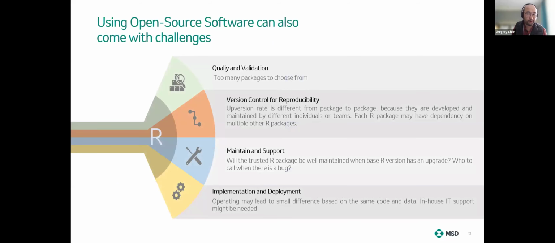Adopting R is not always so smooth. It has its own challenges as open source software, and the key challenges could be summarized into these four aspects. There are too many packages to choose from, so there's a question about how to ensure quality and validation. Then it's more a question about practice: how to ensure version control for reproducibility. And because it's open source software, there's no commercial company behind it, so how to resolve the maintenance and support issue.